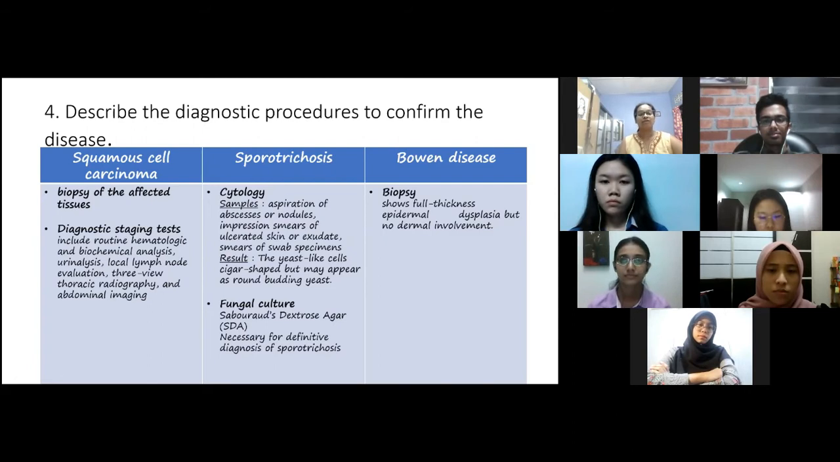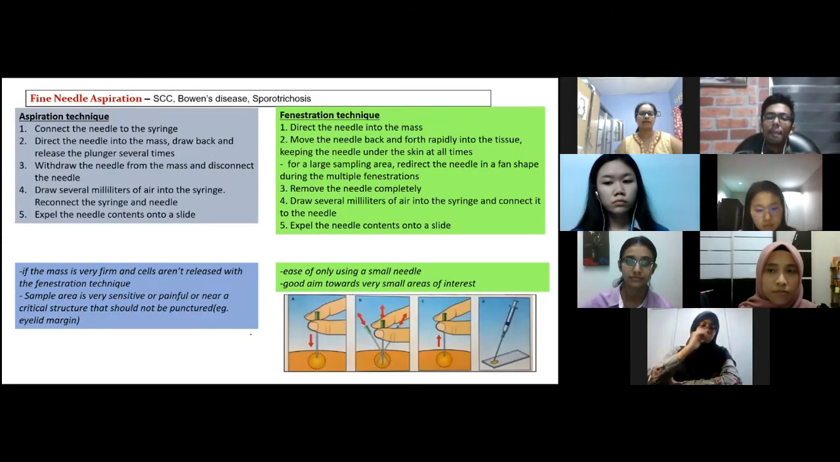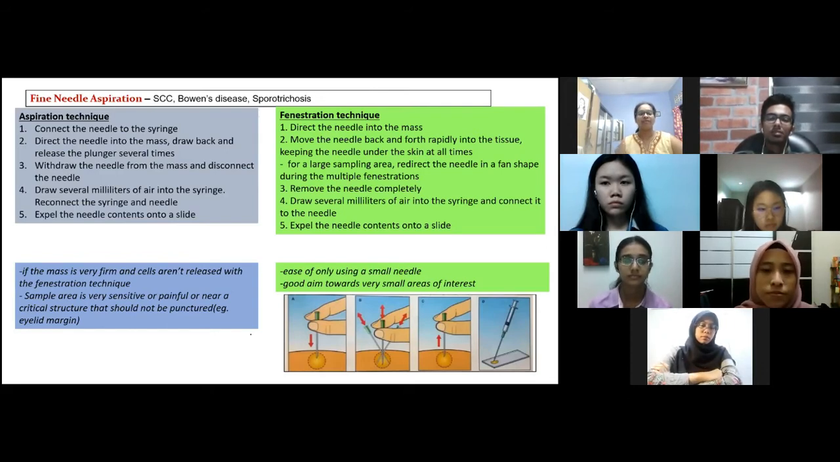So I will also discuss the first diagnostic procedure, which will be fine needle aspiration. Under fine needle aspiration, which can be used in 3 of our DDX, squamous cell carcinoma, Bowen's disease, and also Sporothrix, we have 2 types of techniques, which is the aspiration technique and another technique known as the fenestration technique. I will briefly go through the aspiration technique.